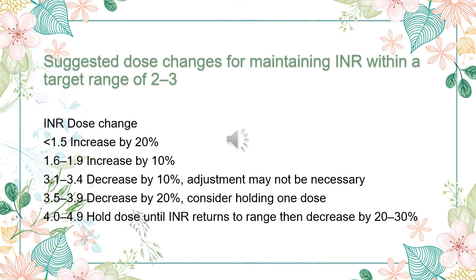This slide shows the desired INR in cases on warfarin therapy. The desired INR should be from 2 to 3 according to the clinician's decision and the patient's condition. What if I found that the INR of the patient is below 1.5? I must increase the dose. What if I found my patient at 1.6 or 1.9? I should increase the dose. Exceeding 3, I should decrease the dose. Exceeding 4, I should hold the treatment and reverse until the INR decreases.